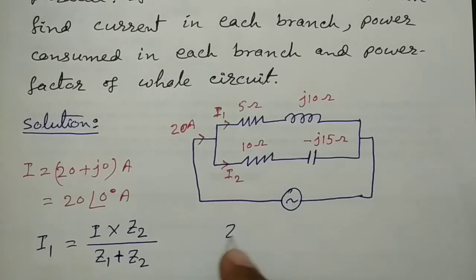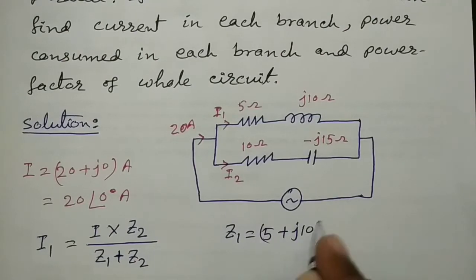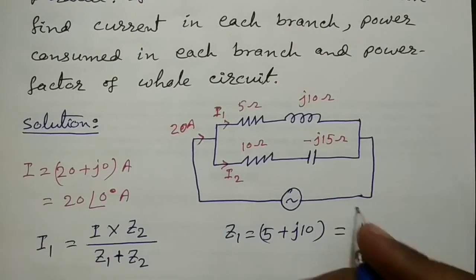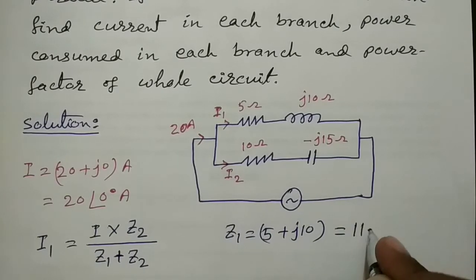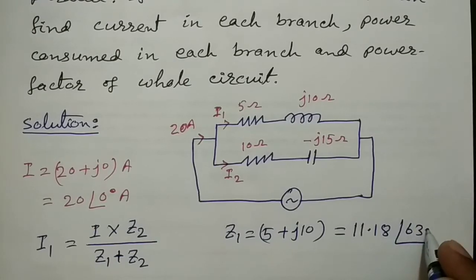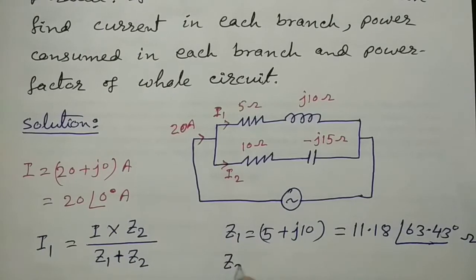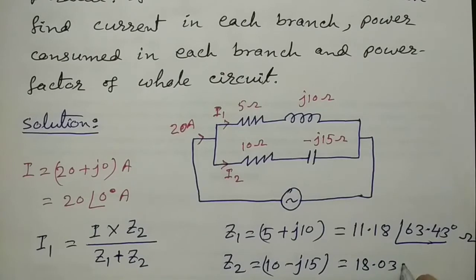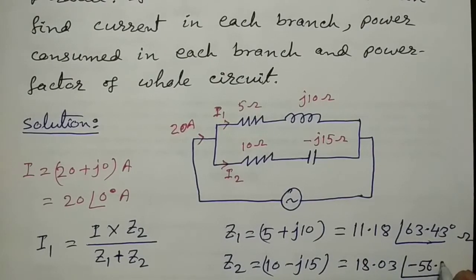Here Z1 is 5 + j10, and if we convert it to polar form, it will be 11.18 ∠63.43 degrees. And Z2 is 10 − j15, and its polar form is 18.03 ∠−56.31 degrees.